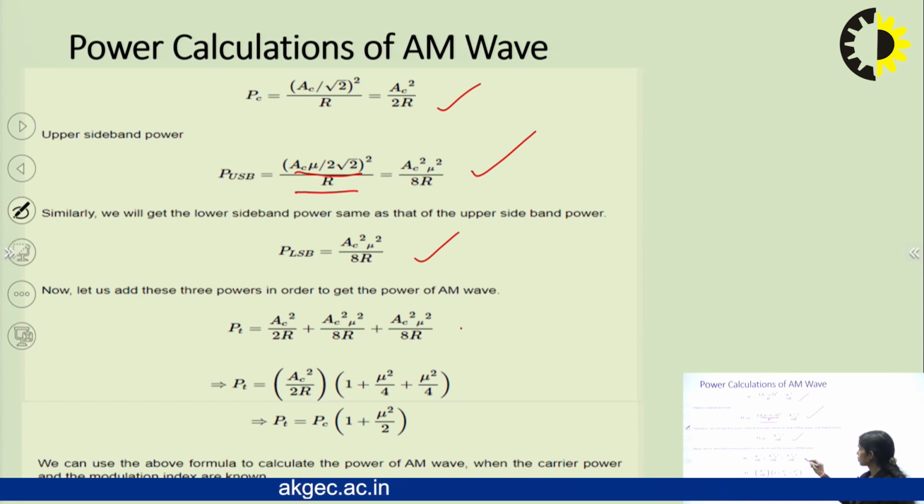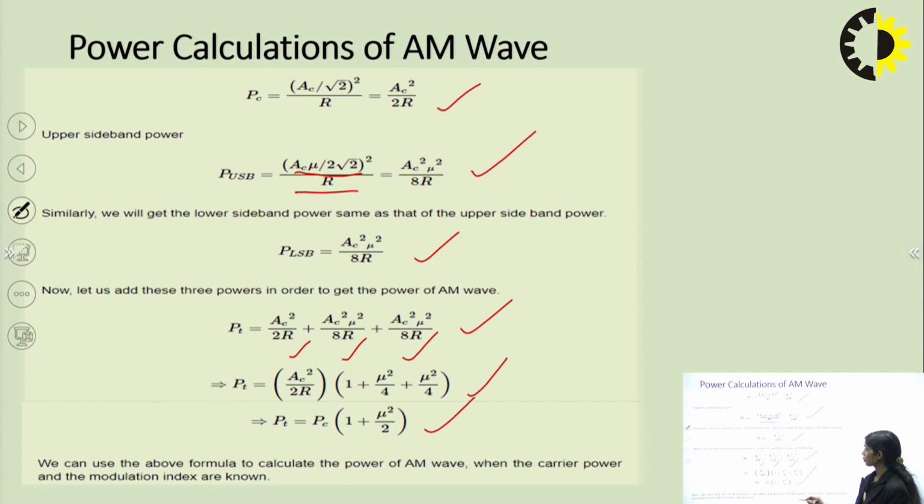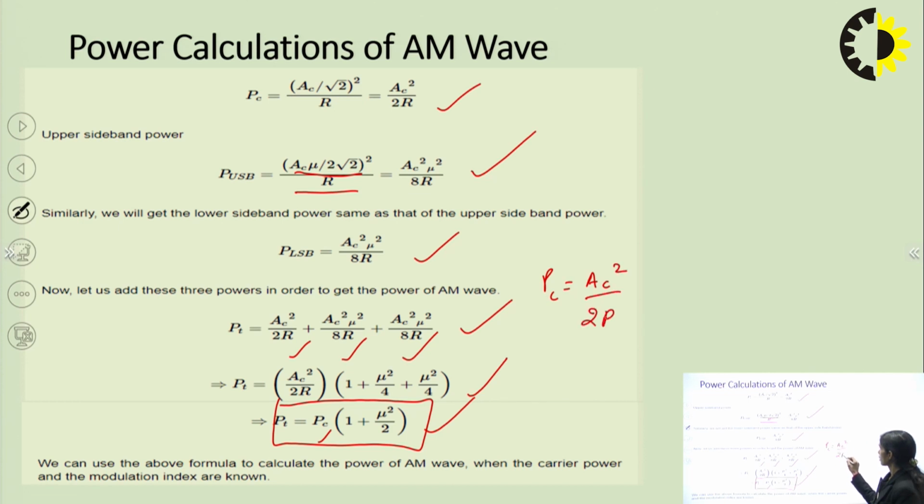The total power is obtained by summing all three components. By summing all three components, we arrive at the equation of the total power of the amplitude modulated wave, which is given by Pc multiplied by 1 plus mu square divided by 2. And this carrier power Pc is given as Ac square divided by 2R. In this way you can calculate the total power. This formula we had obtained, and on the basis of this formula we can study the numerical analysis.